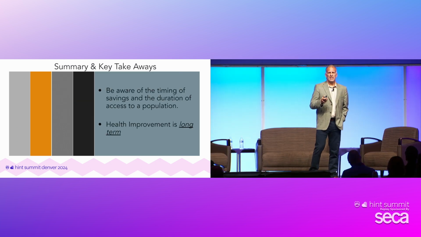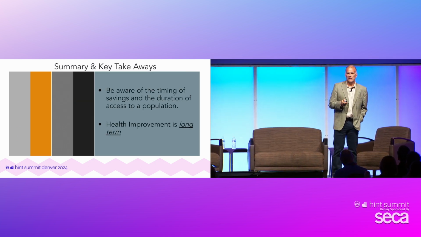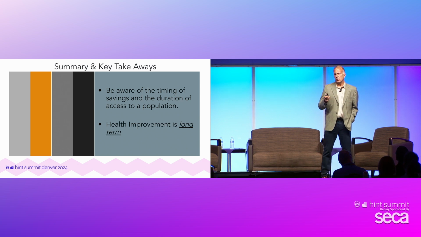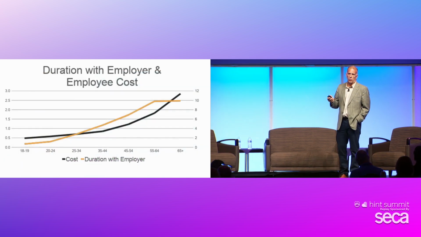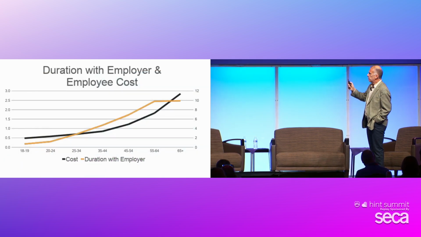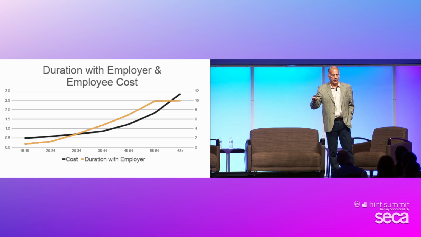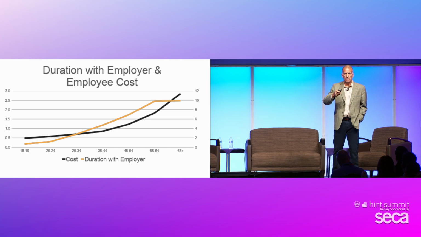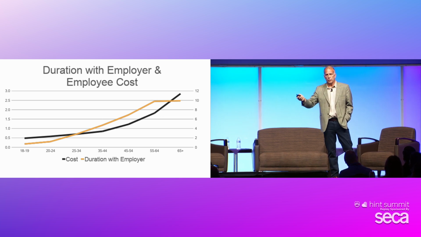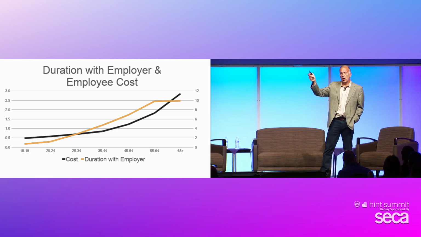And last one, beware of the timing of the savings and the duration of access that you have to your population. I want to do this really quick. This is a graph by age across the bottom. The orange line is how long someone at that age stays with their employer. As you can see, as you get older, you stay with your employer longer. And as you get older, your costs go up.